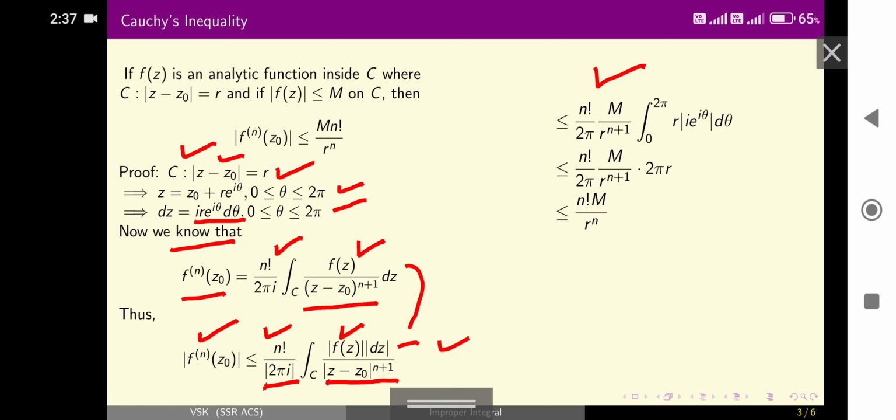Integration from 0 to 2 pi of r times modulus of i e^(i theta) d theta. From this we get n factorial upon 2 pi times M upon r to the power n + 1 into 2 pi r. And from this we get the final result: this expression is less than or equal to n factorial times M divided by r to the power n. So in this way, this Cauchy inequality is proved.